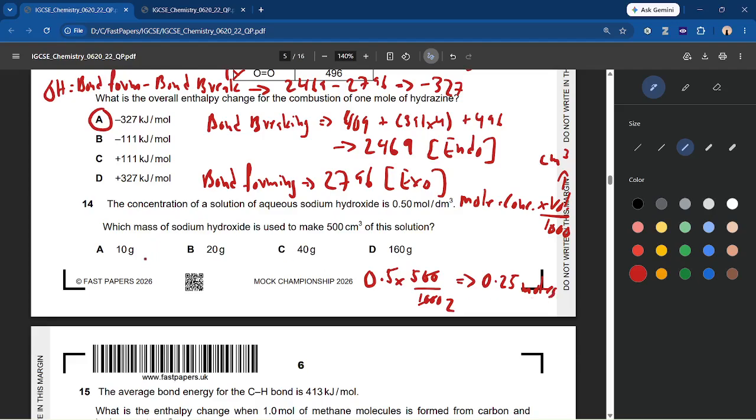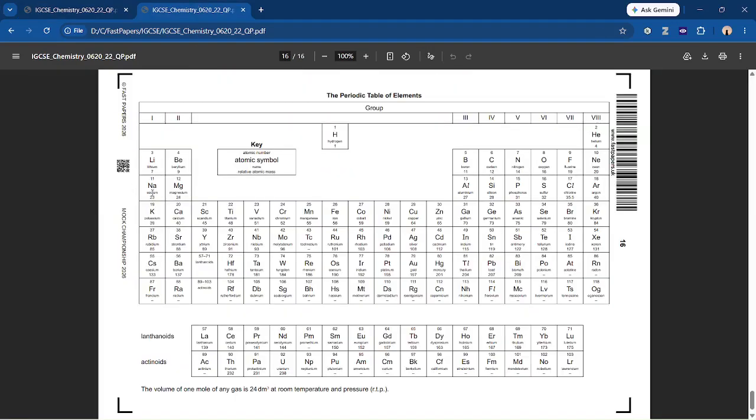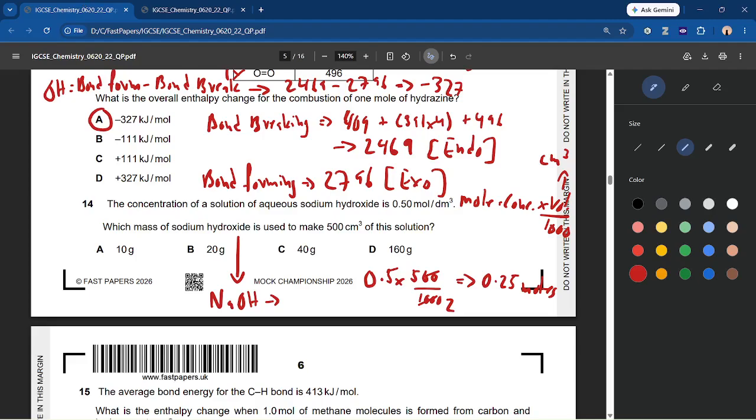Now you need to figure out the MR of sodium hydroxide. So sodium hydroxide is NaOH. So the MR is going to be, so we'll go to our periodic table. Sodium is 23, oxygen is 16, so this will be 23 plus 16 plus 1, which is going to give you 40. So then you just multiply 40 with 0.25, 40 into 0.25, and the answer is going to be 10. So that's our answer.